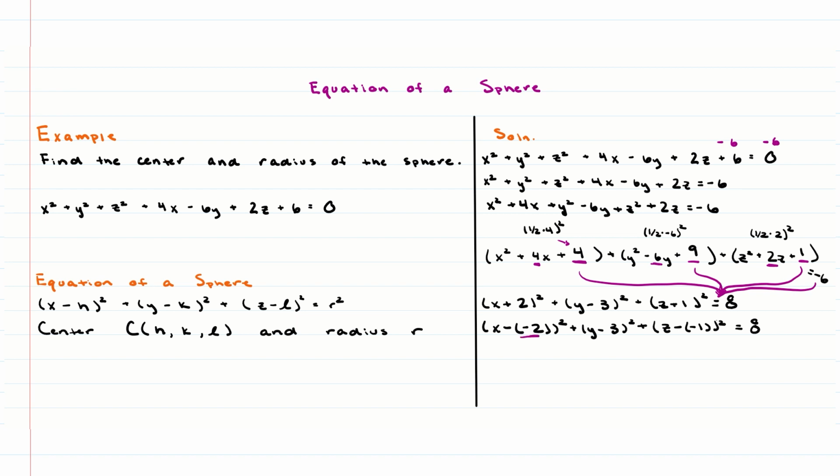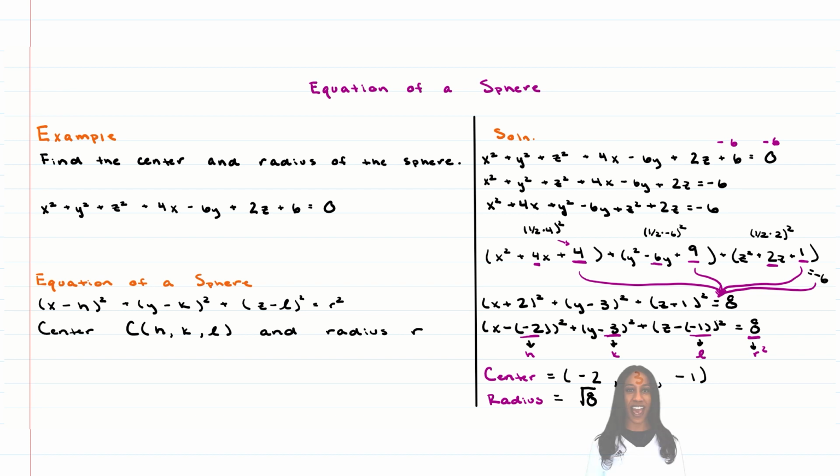We've got our h, k, and l terms, and we can combine them into our center point, negative 2, 3, negative 1, and 8 represents our radius squared. Therefore, we have a radius of the square root of 8. And there you have it. We found the center and the radius of our sphere.